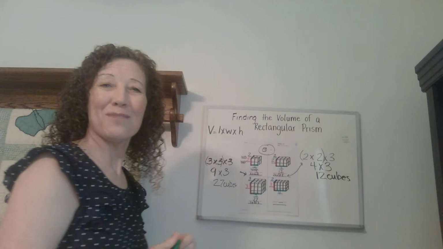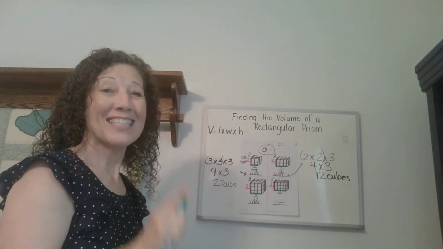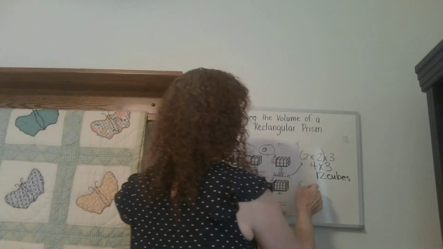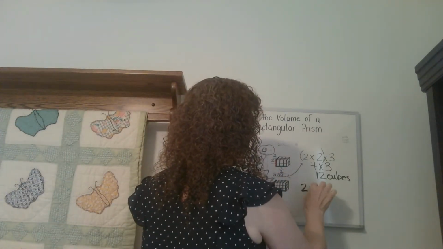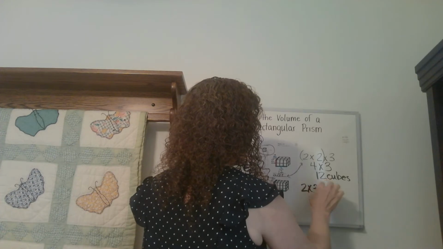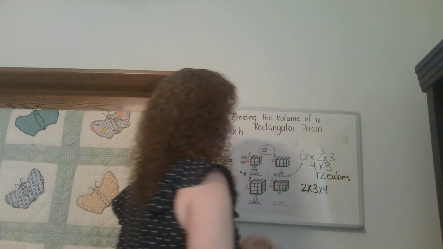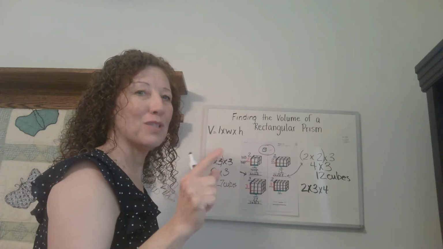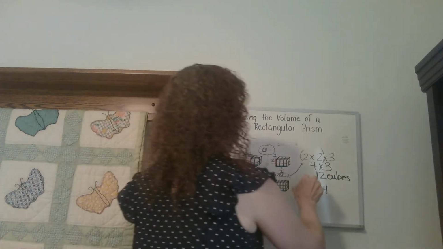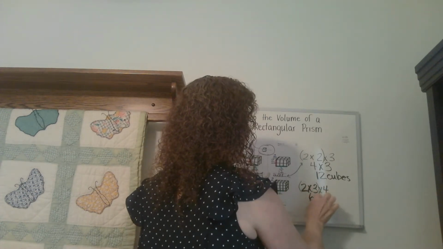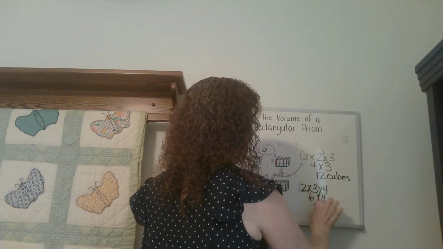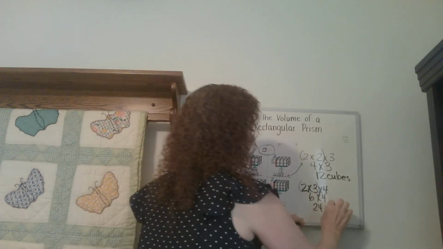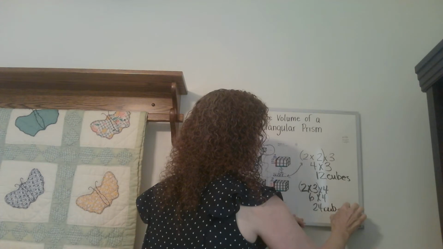Does anybody know what the number sentence is? Oh, good. Some of you are ahead of me. Very good. So our number sentence for that is going to be 2 times 3 times 4. And if we use our parentheses on the smaller numbers first, which ones did you do? 2 times 3. Good. 6 times 4. That's 24. So on our blank right here, we have 24 cubes.